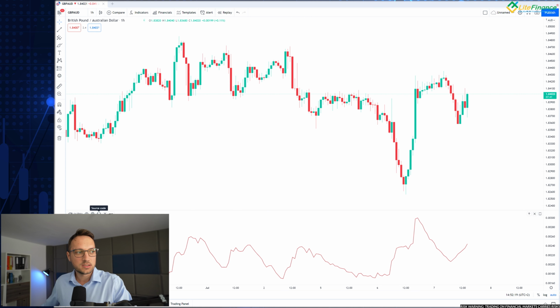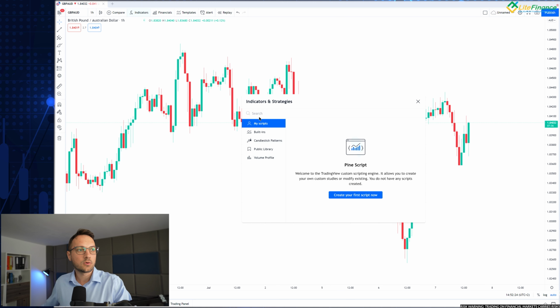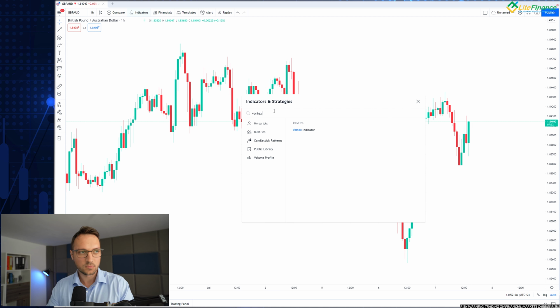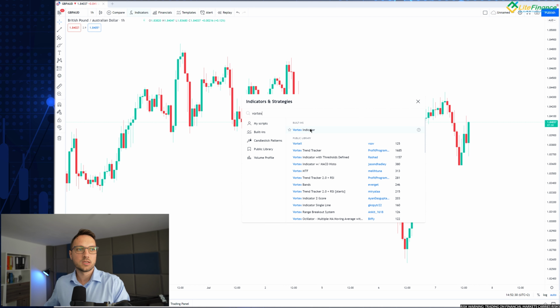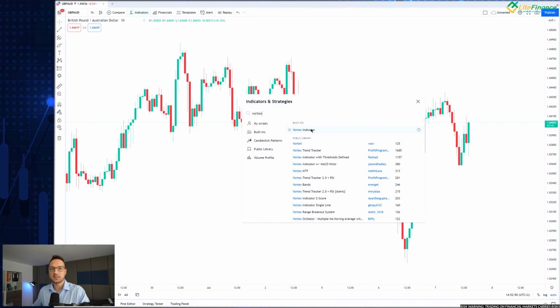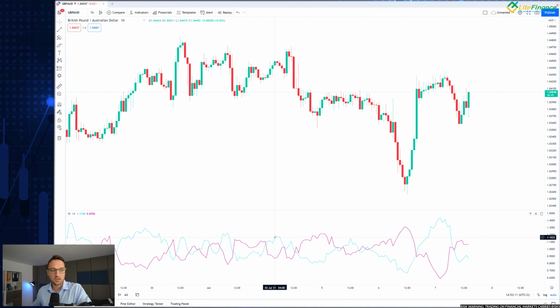So let's delete the average true range and go for the Vortex Indicator. This is on the TradingView platform. The Vortex Indicator is not a built-in indicator in the MetaTrader platform, so you will have to use TradingView or other platforms that have it in their offer. As you can see, the Vortex Indicator looks like that.